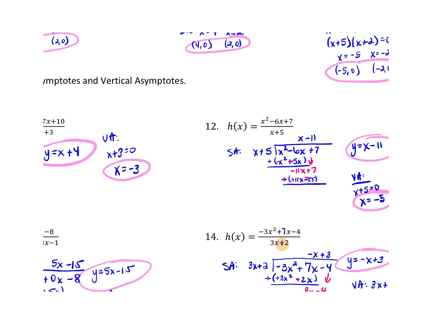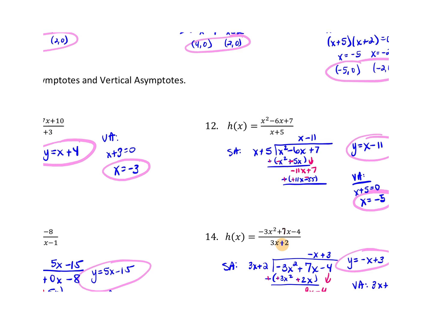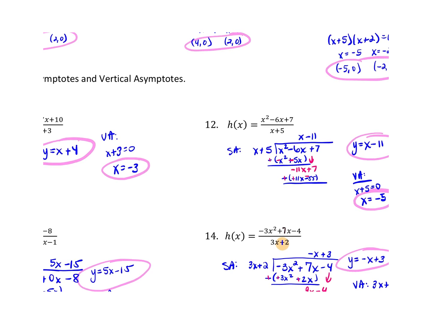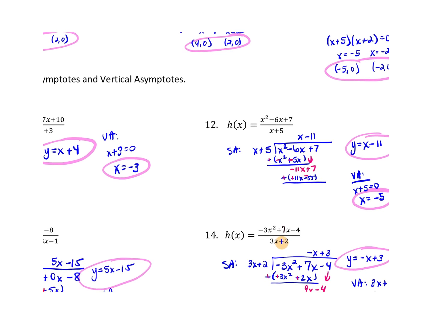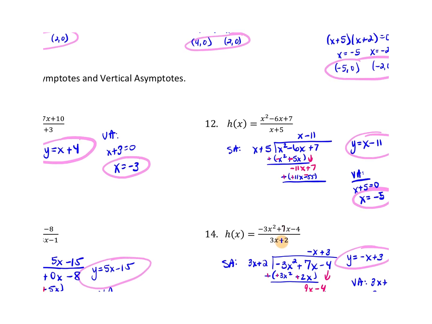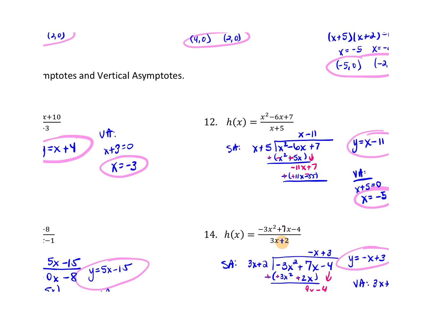Yes? Would you allow us to use synthetic division on stuff like 12? Like you could just do -5? Mm-hmm. How do you want us to write our holes, like negative, like you want us to put X equals? So not coordinates? You don't have to.